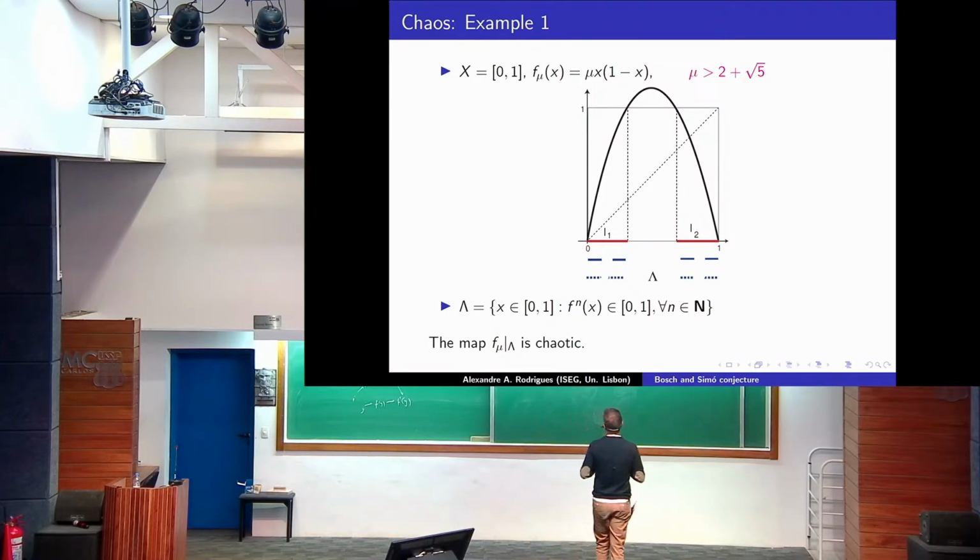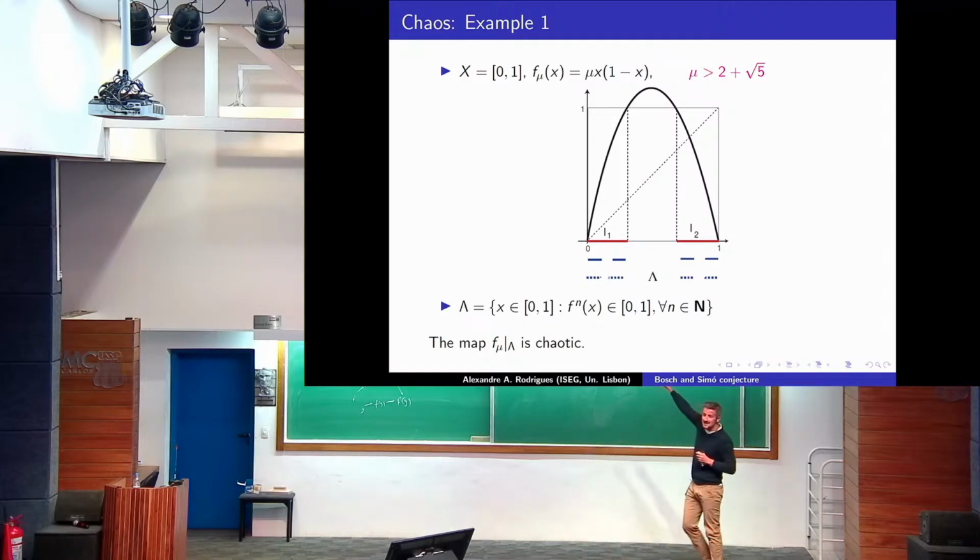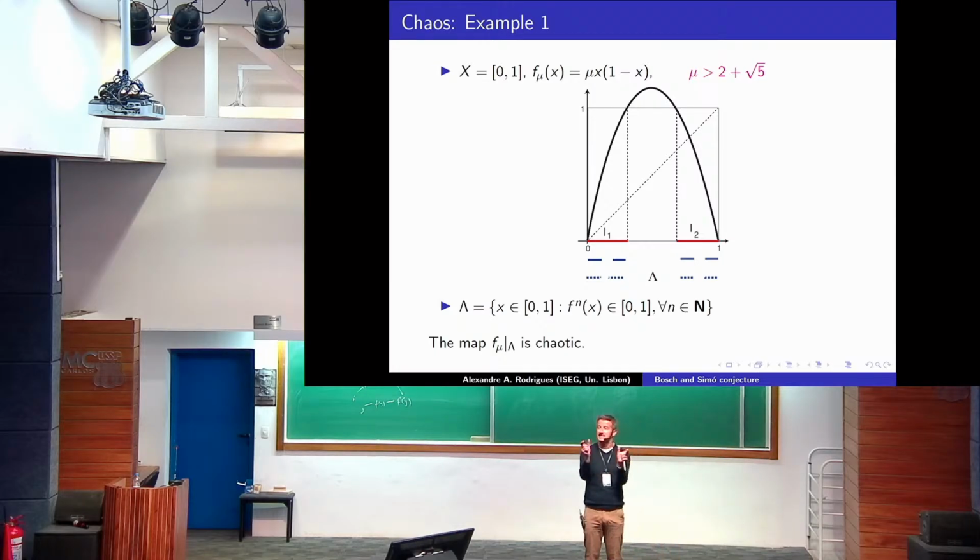So, for example, in the first iteration, what is the part of the interval [0, 1] that falls in the interval [0, 1]? It's just I1 and I2. If you iterate again, what is the set? So I'm going to remove the middle part, okay?